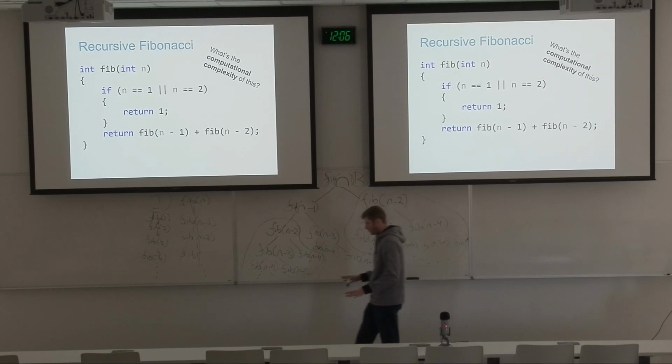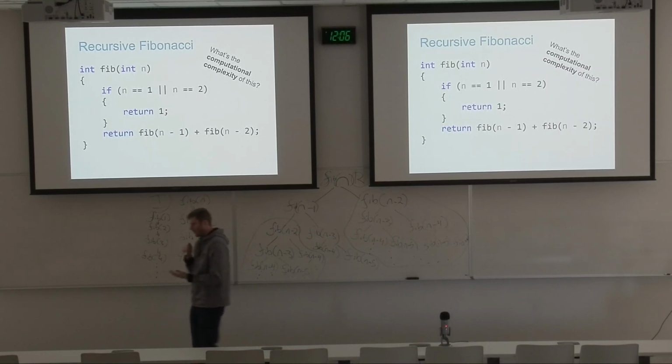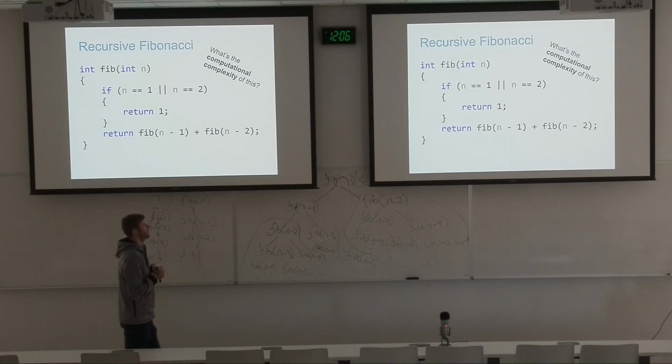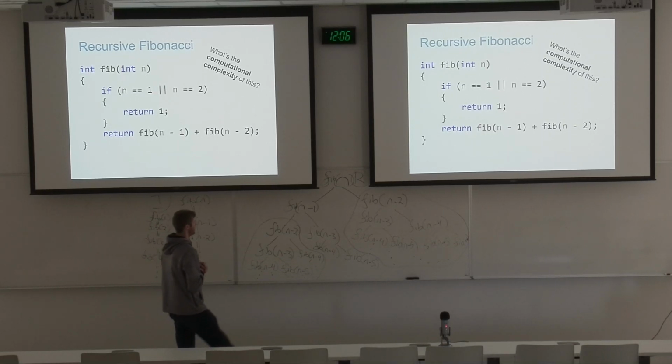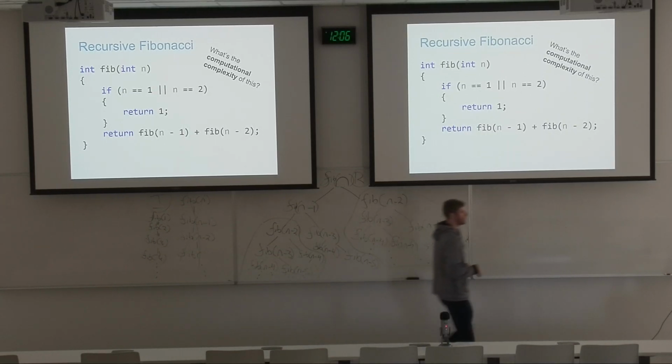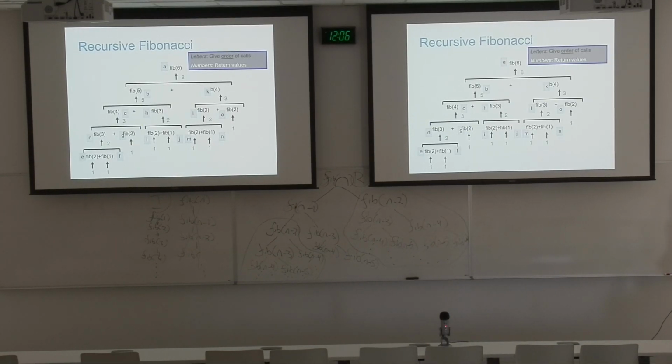Now, let's think for a second. Can we figure out what the computational complexity of this is? Let's see if I've got it in the slides, because they might help visualize it a little bit. If not, we'll come back to the tree itself. So, there we go. Fib of 6.